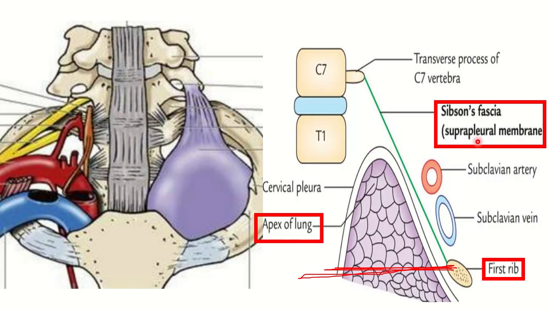And then we can see another structure, which is Simpson's fascia or suprapleural membrane. Simpson's fascia or suprapleural membrane attaches from the first rib to the transverse process of the cervical 7 vertebra. It also attaches to the apex of the lung. Here we can see this is the apex of the lung, and this is the first rib. The apex of the lung is located above the first rib, it is connected to the suprapleural membrane or Simpson membrane, and this membrane finally attaches at the cervical 7 vertebral transverse process.